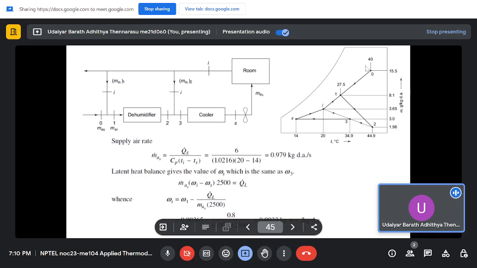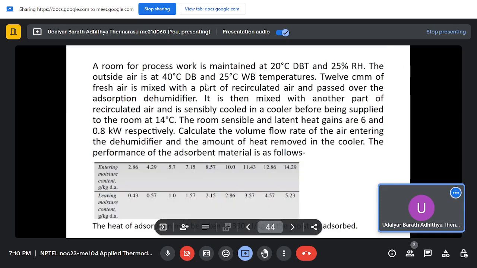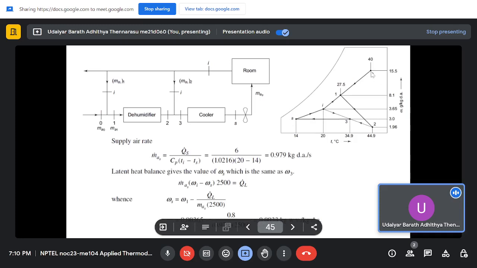So this is shown in the psychrometric chart here. Initially 0 is the outside condition, which is the air available at 40 and 15.5, which is specific humidity in grams per kg. So 40 and 25 degrees Celsius wet bulb temperature. And your room air is at state I, so this is at 20 degrees Celsius dry bulb temperature and 25% relative humidity. Now both airs are mixing and it's coming at state 1.